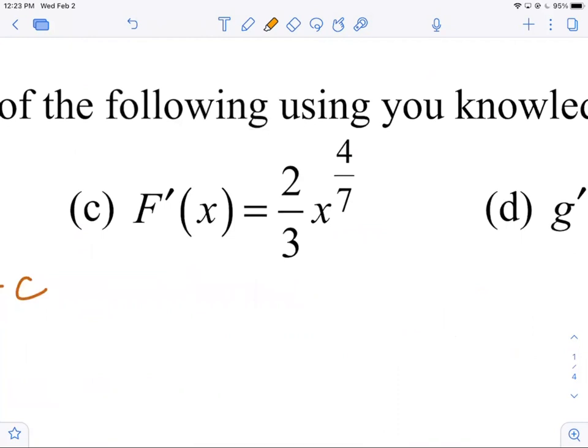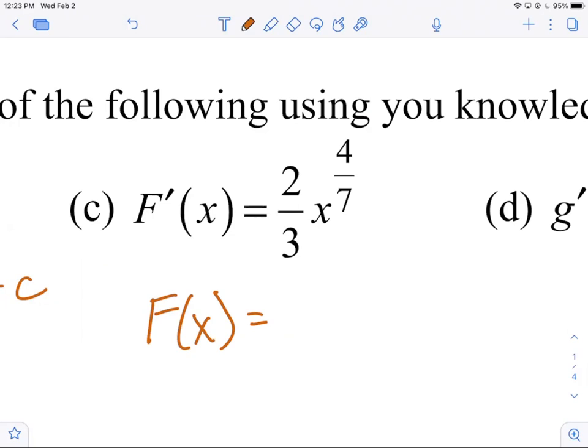Now look at this one here. Letter C. Left side first. What would be the antiderivative of big F prime? Big F. If it has a prime there, you just take one away. Another name for big F prime is little f. Okay. Now you got 2/3 x to the 4/7. This one is not quite as intuitive as the ones we just did, right?